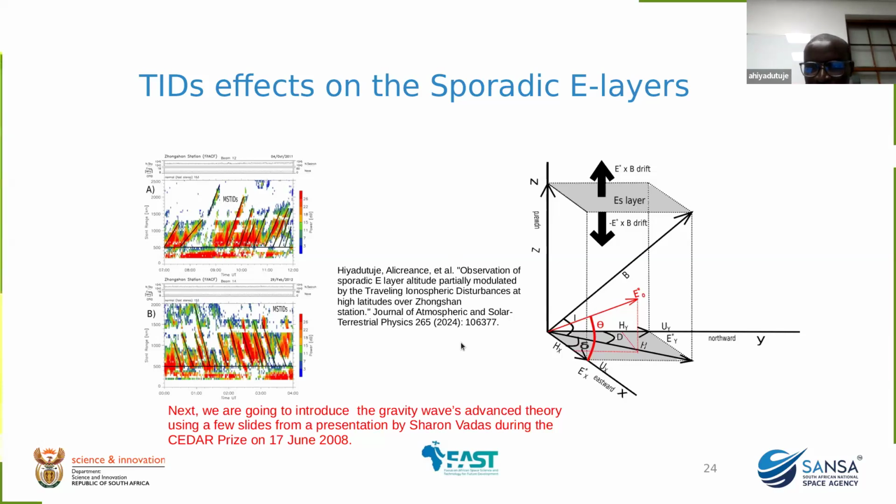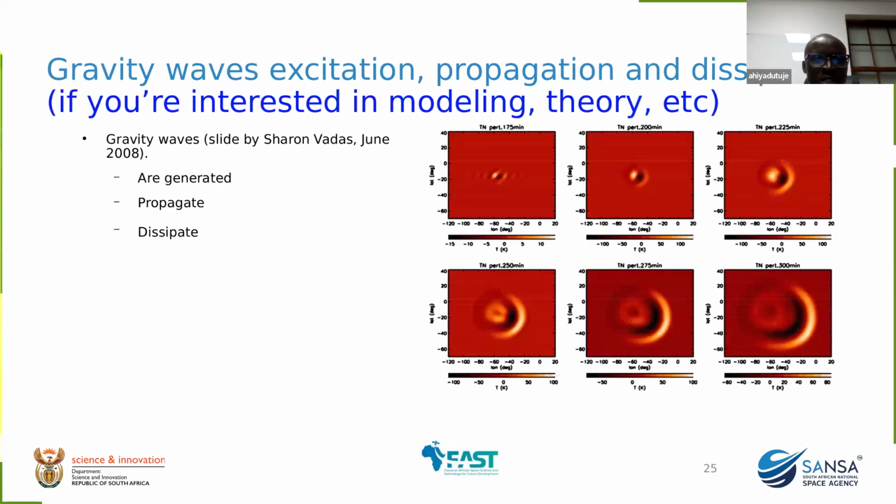And of course, now we are going to introduce another part of the atmospheric gravity waves, by looking at the advanced theory. So basically, a student who wants to study atmospheric gravity waves, if they are analyzing data, will be using those simple formulas. But if they want to follow the modeling or simulation or other advanced theory, they can go to the next part we are going to talk about. This part is not from my original slides, but was presented by the specialist Sharon Vadas in 2008 when she was receiving a prize.